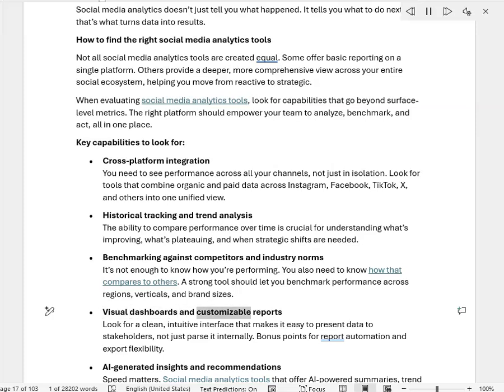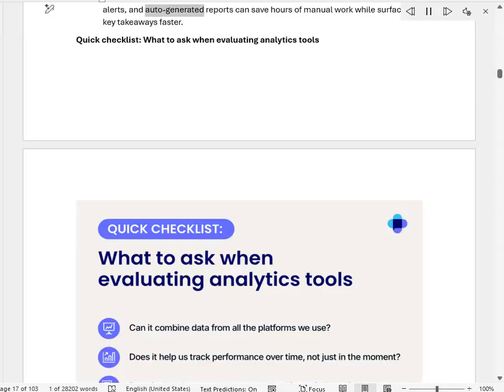Visual dashboards and customizable reports. Look for a clean, intuitive interface that makes it easy to present data to stakeholders, not just parse it internally. Bonus points for report automation and export flexibility. AI-generated insights and recommendations. Speed matters. Social media analytics tools that offer AI-powered summaries, trend alerts, and auto-generated reports can save hours of manual work while surfacing key takeaways faster. Quick checklist: what to ask when evaluating analytics tools.